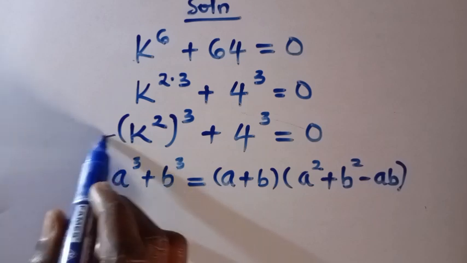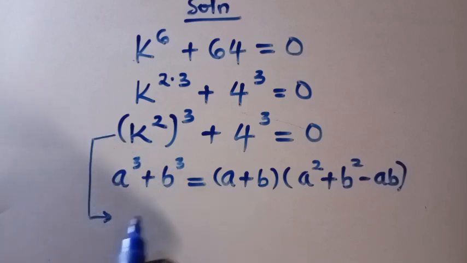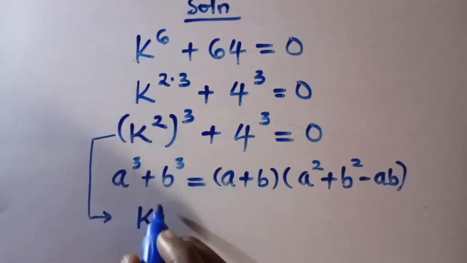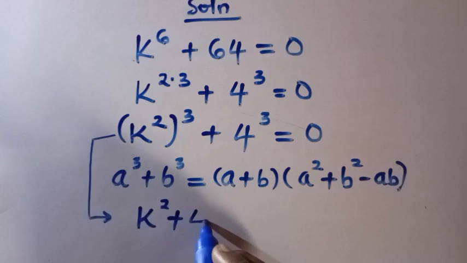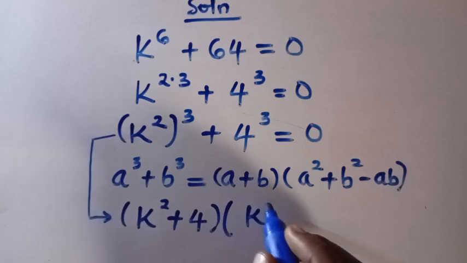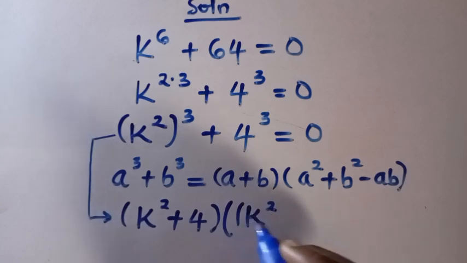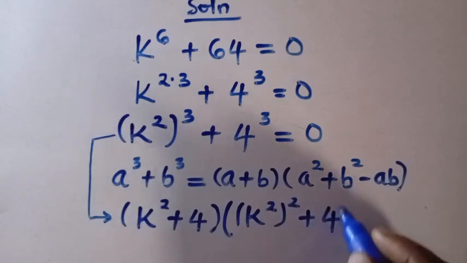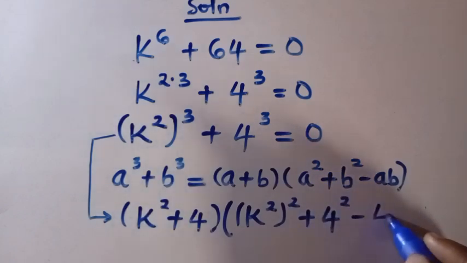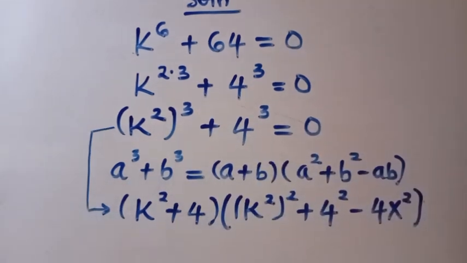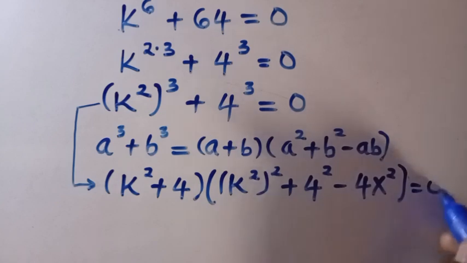Then when we come back from here, we have k squared plus 4 in bracket, then multiplied by k squared, which is also raised to power of 2, plus 4 squared minus 4k squared. So this is what we have, and everything equals 0.